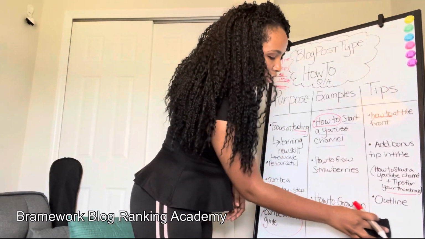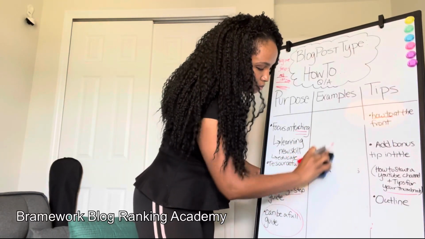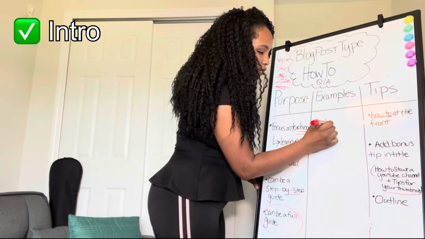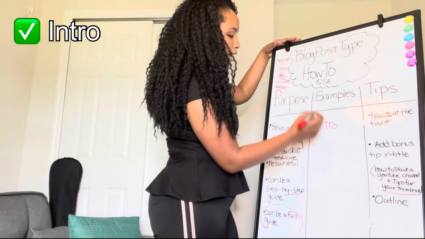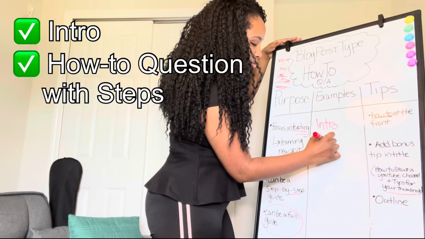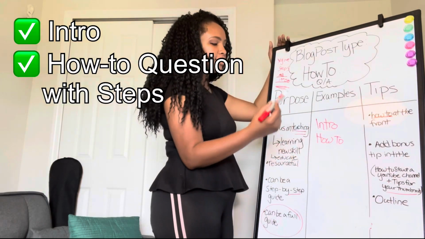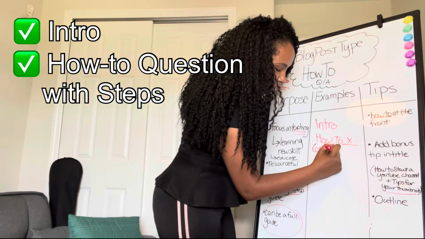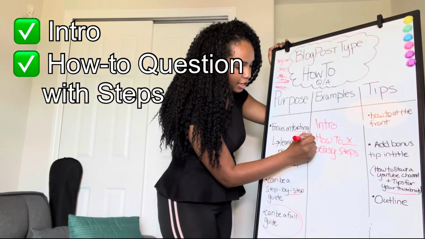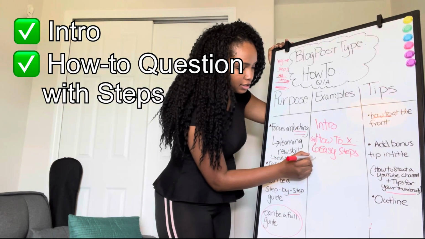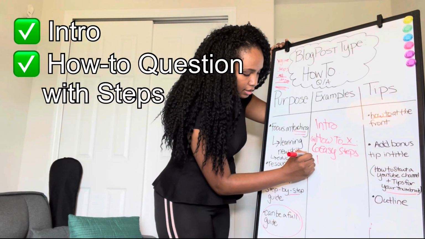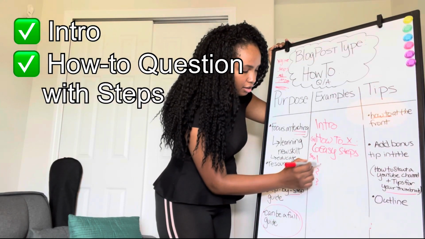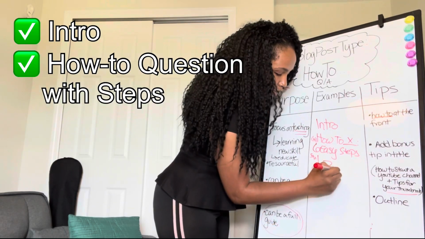I just want to get this out of the way because the outline is pretty simple, just like our listicle. But I would do an intro for it, and then I would have my how-to question. And if it has steps, I might put how to X, then colon, 6 easy steps. This might be like an H2. And then my 6 easy steps, it might be step 1, 2, 3, and so on and so on. And all of these would be H3s.